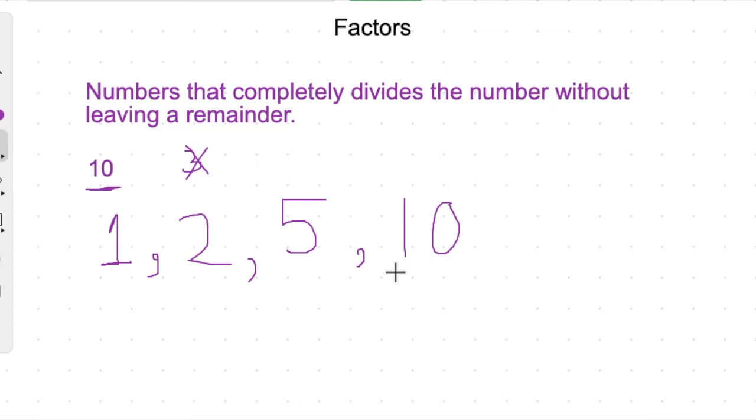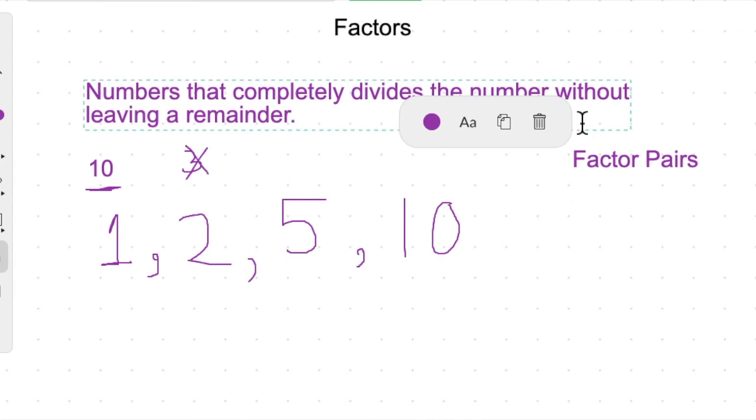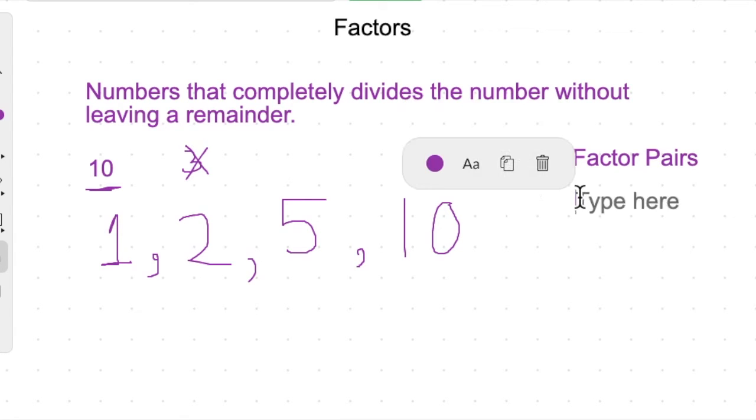I will tell you why. When we are finding factors, there is a thing called factor pairs. And factor pairs will help you in finding factors. It will help you to find factors very quickly. Let me tell you how. To find factors of any number like 36, we start by writing factor pairs.